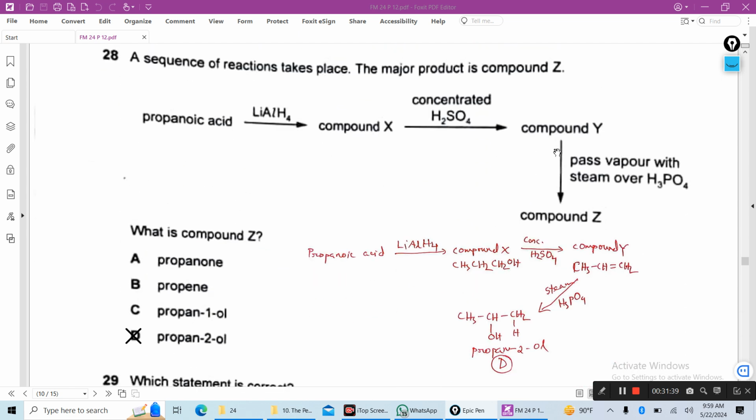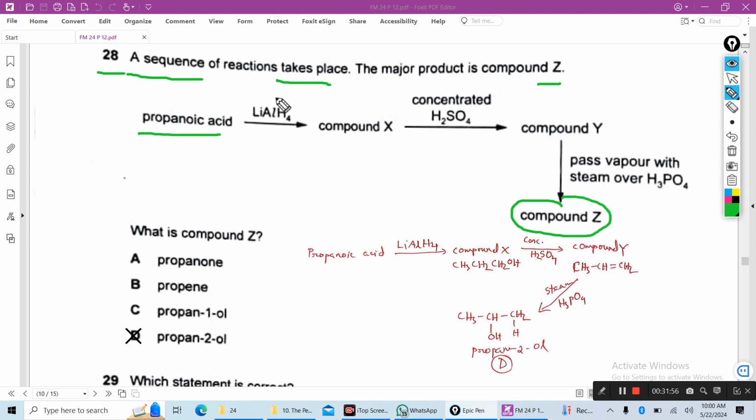Now, number 28. A sequence of reactions takes place. The major product is compound Z. This is the compound Z.